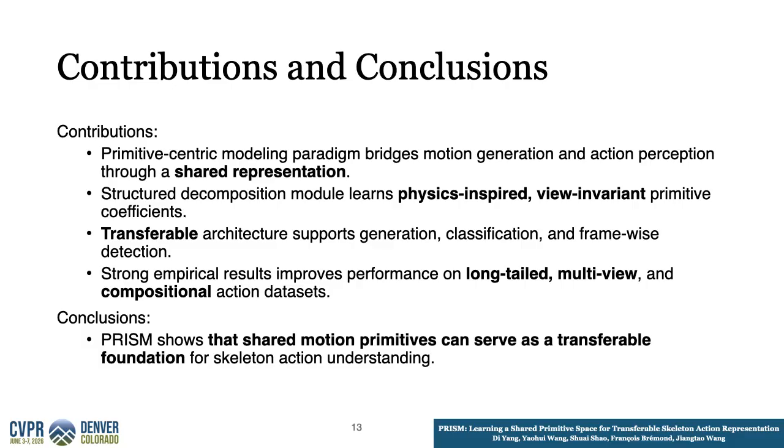In summary, PRISM learns a shared skeleton motion primitive space for generation and transfers it to perception tasks. The learned representation is structured, view invariant, and compositional. Experimental results show consistent improvements across classification, detection, and generation tasks.